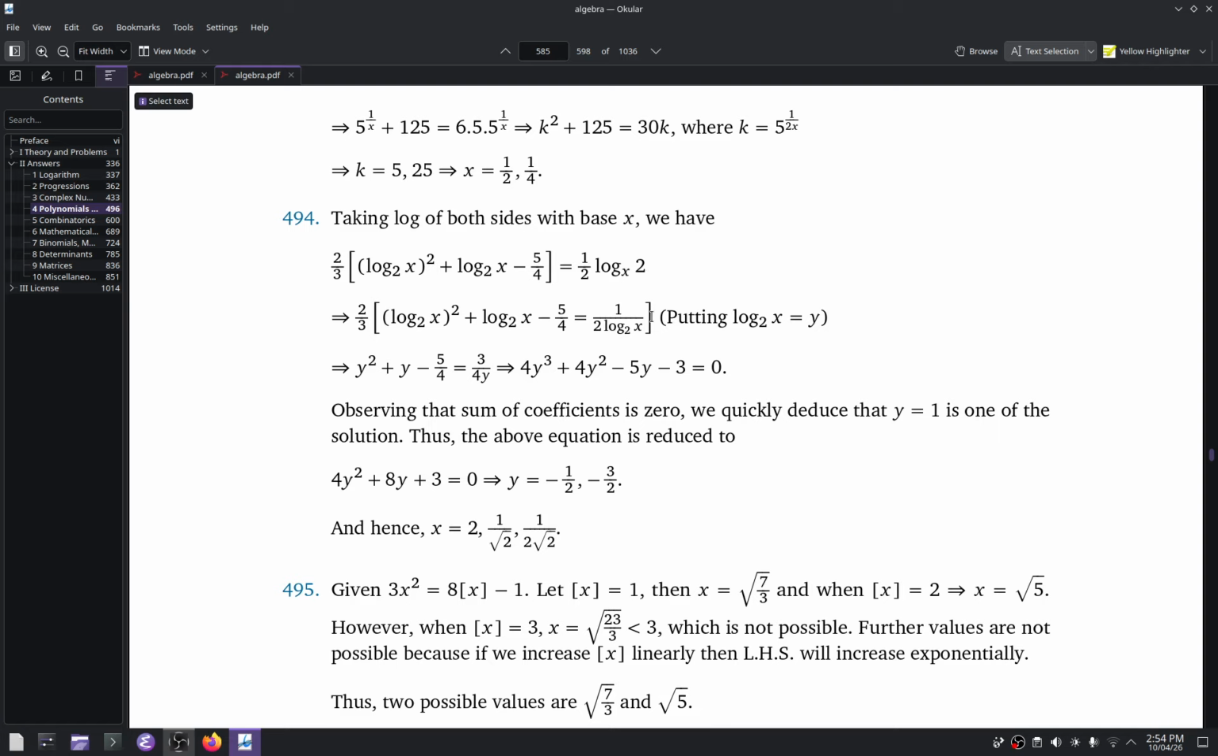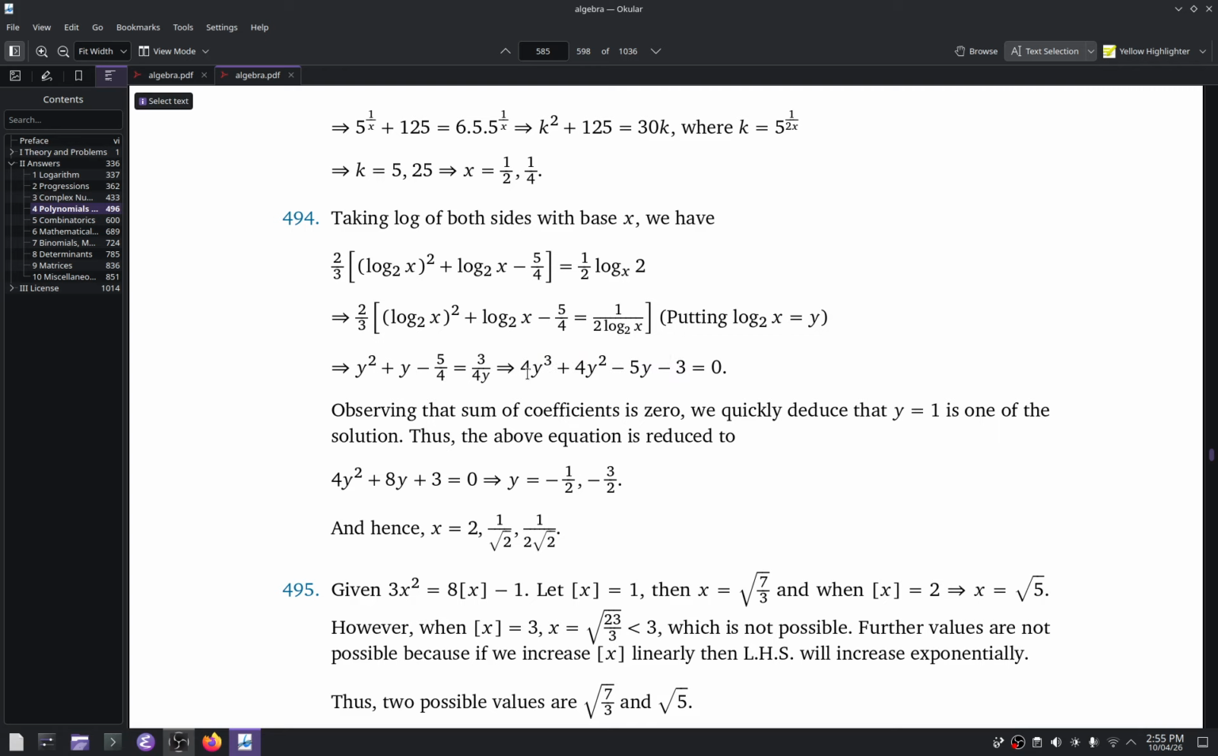Now this bracket is at the wrong place. This should be here after 5 by 4. So the left hand side does not change, and on the right hand side we change it as 1 by 2 into log of x with base 2. So we exchange the number with the base and it goes in the denominator. Once we have that, we put log of x with base 2 as y. So the equation becomes y square plus y minus 5 by 4. Now this 3 will go to the numerator on the right hand side, and 2 will come to the denominator, equal to 3 by 4y.